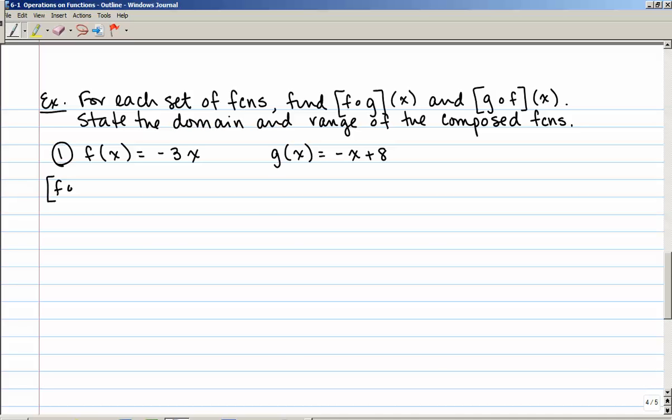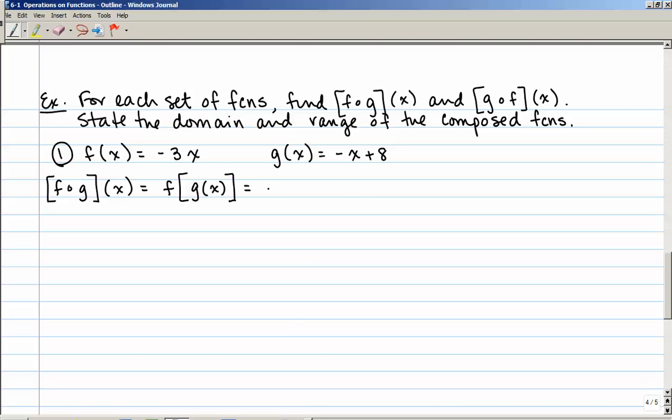So for f of g of x, I kind of like to write it like this: f of g of x. I like this notation a little bit better because it actually looks like what I'm doing. I'm putting g of x into f for x. So this is g of x, negative x plus 8, and I'm going to put that into f wherever I see an x. So negative x plus 8 goes in for x.